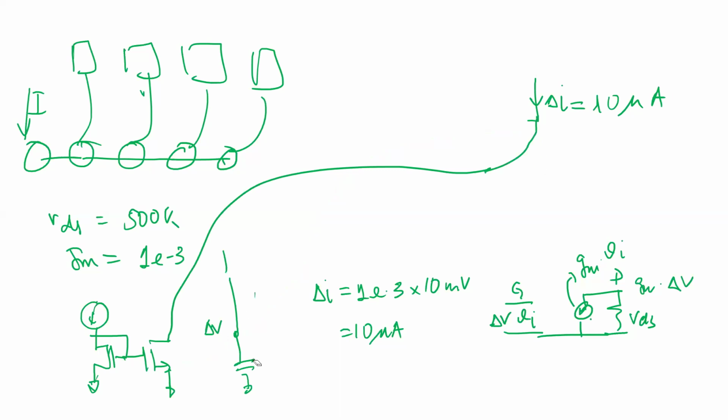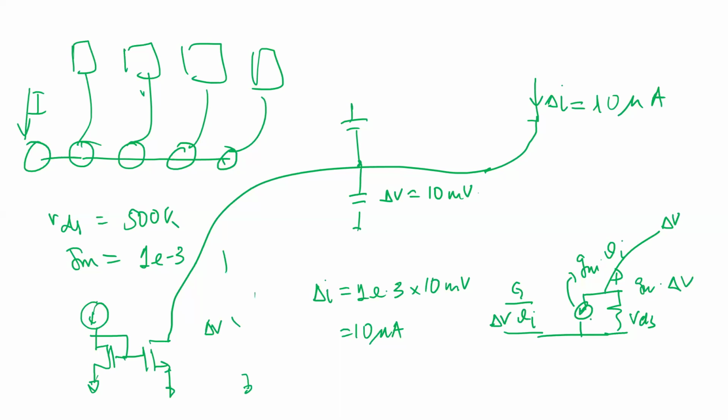And then this node is still the same, right? So I have this cap and I still have a delta V noise, which is, let's say, 10 millivolt. Now how much noise will I get? Because now the noise is on the drain side. I have delta V over here. What will be the noise?